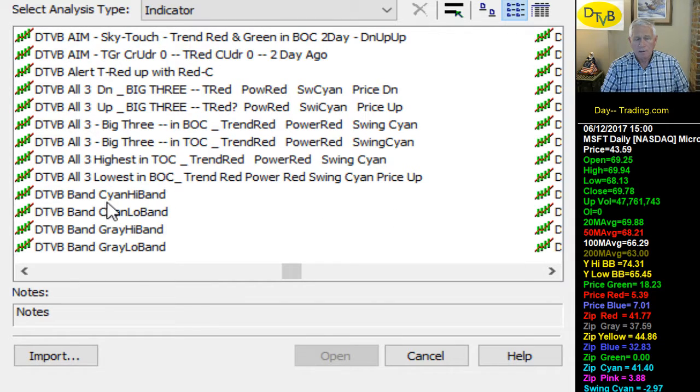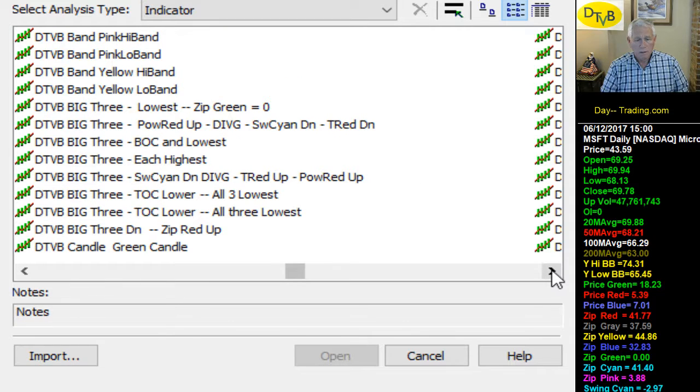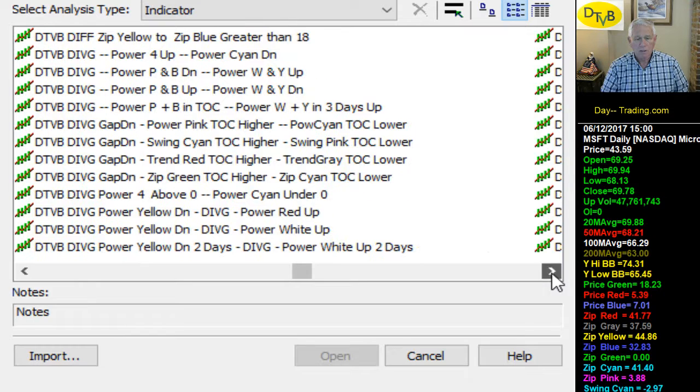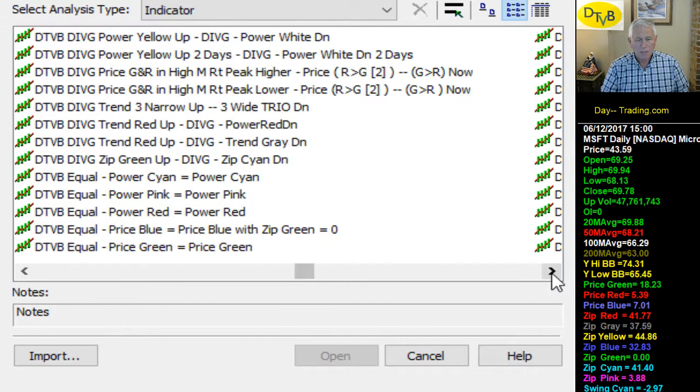There's the Scion high band and the Scion low band. You can enter those separately onto a chart, or use them for calculation, like if you want to determine if the close is over or under a band, or something like that. There are several big 3 indicators that are pre-built. There are some diff indicators, meaning difference between something. There are some divergent indicators, and some equal indicators at the bottom.